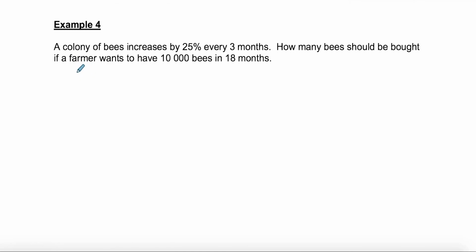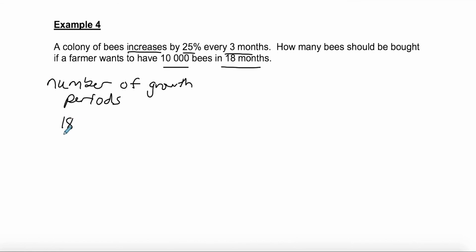Example 4, the last one: a colony of bees increases, okay, so that's an exponential growth formula, increases by 25% every 3 months. So how many bees should be bought if a farmer wants to have 10,000 bees in 18 months? So this is one, it's not just going up once a year. We are increasing by 25% every 3 months. So we need to figure out the number of growth periods that we have, or the number of cycles. So 18 months, but we are going to go up by 25% every 3 months. So we have 6 cycles, or 6 growth periods.